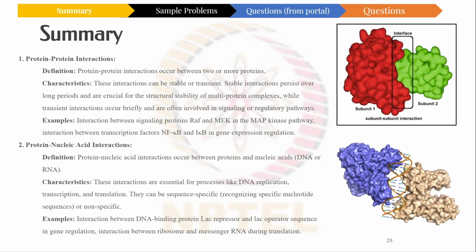Then we have transient interactions, which are relatively short-lived and dynamic, and they occur only to regulate specific cellular processes.